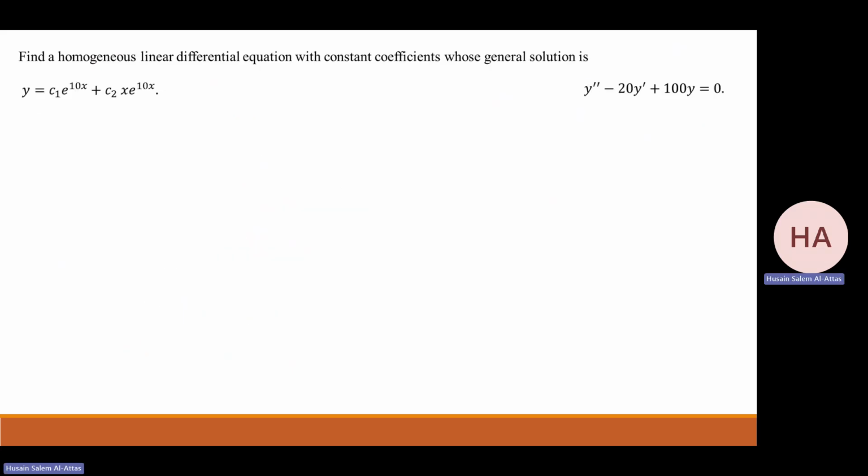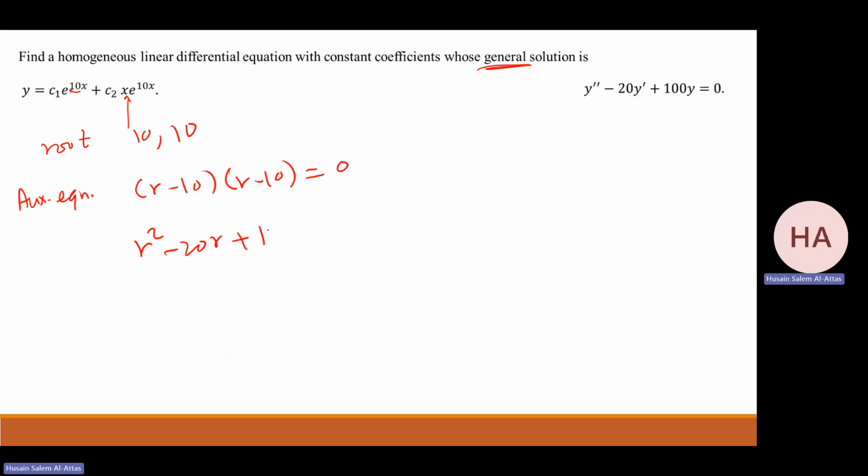Find the homogeneous differential equation whose general solution is this. Since I have x, it means that the root 10 is repeated 2 times. The auxiliary equation will be what? r minus 10 times r minus 10 equals 0, which is r squared minus 20r plus 100 equals 0. This is the auxiliary equation. The differential equation becomes y double prime minus 20y prime plus 100y equals 0, which is this.